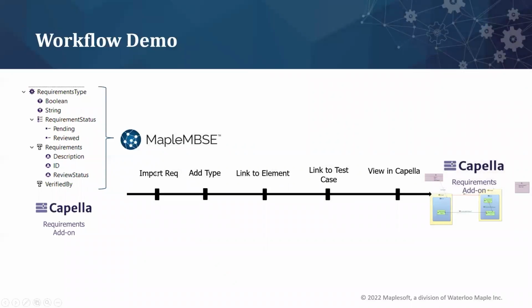So this kind of concludes the workflow that we wanted to explore today. Like we saw how to import the requirement. We added new types. We linked it to a model element, and then we created a new test case. We linked the imported requirement to the test case, and we saw how this is being reflected in Capella.